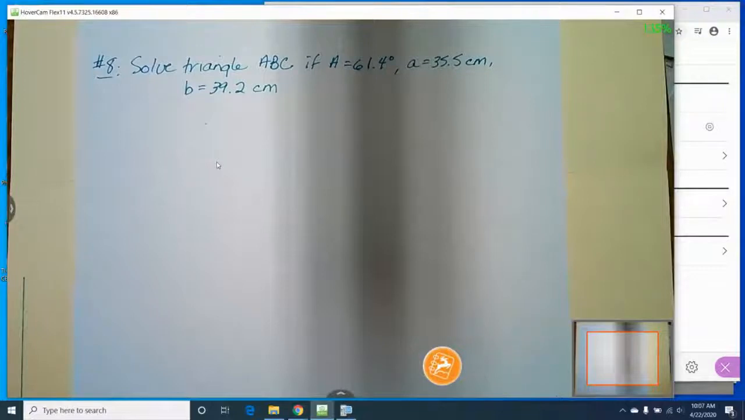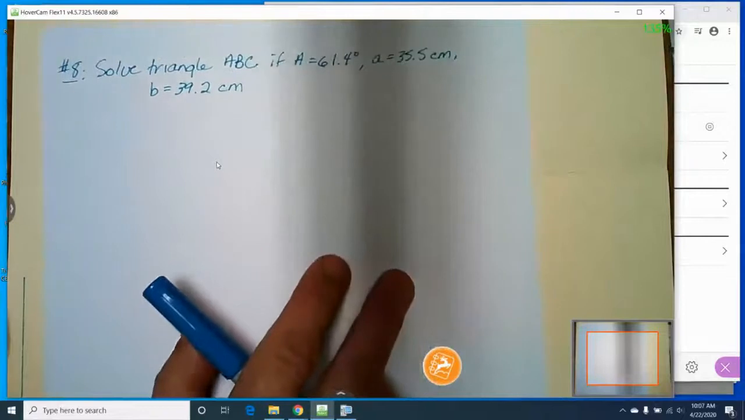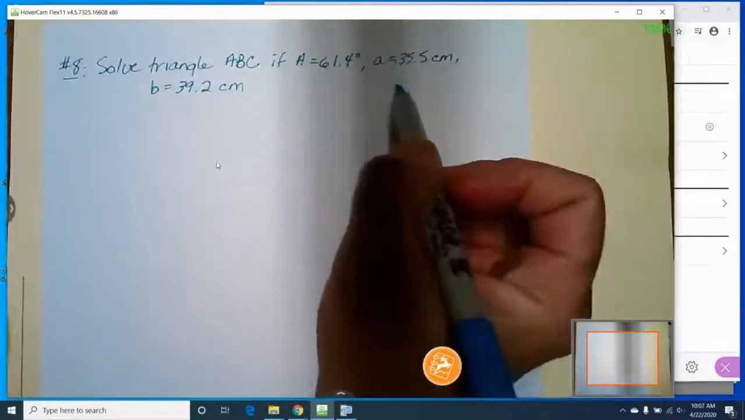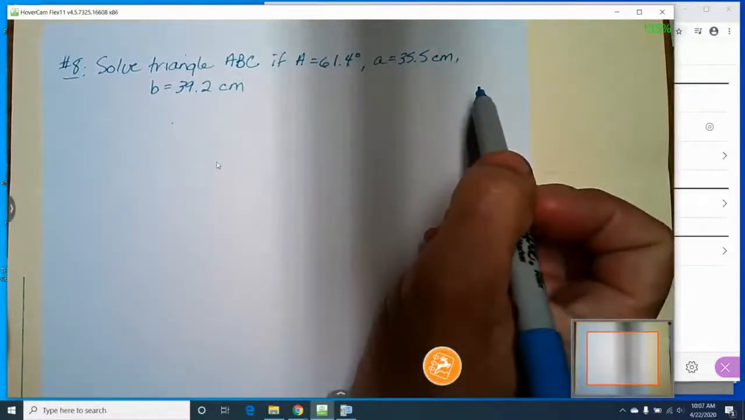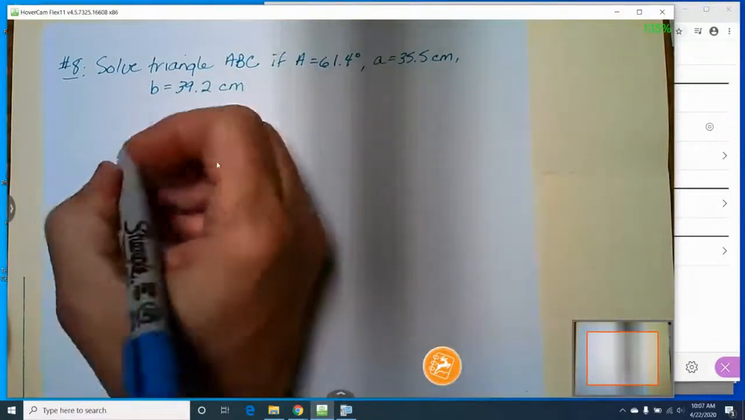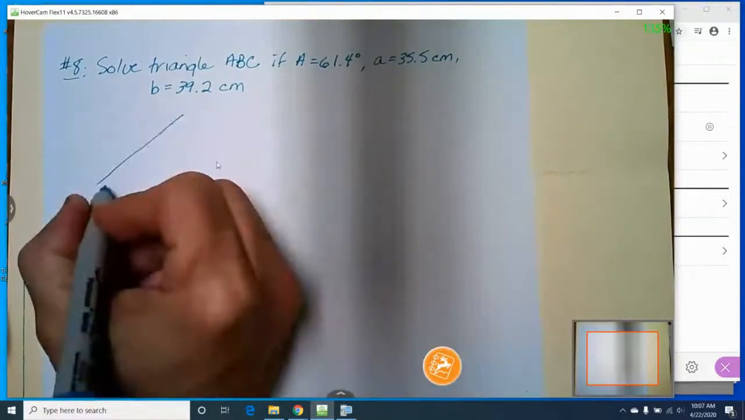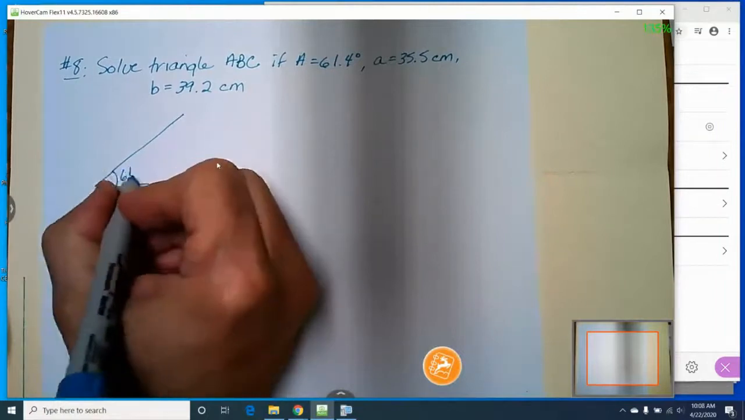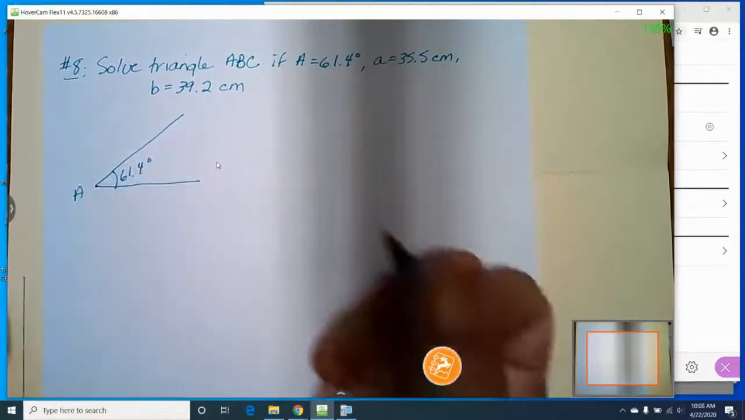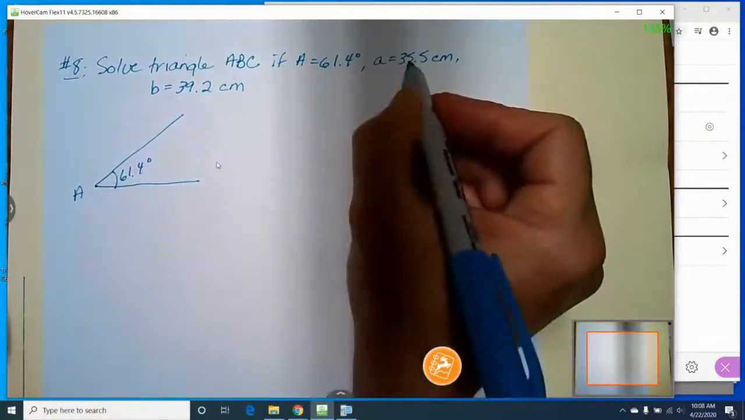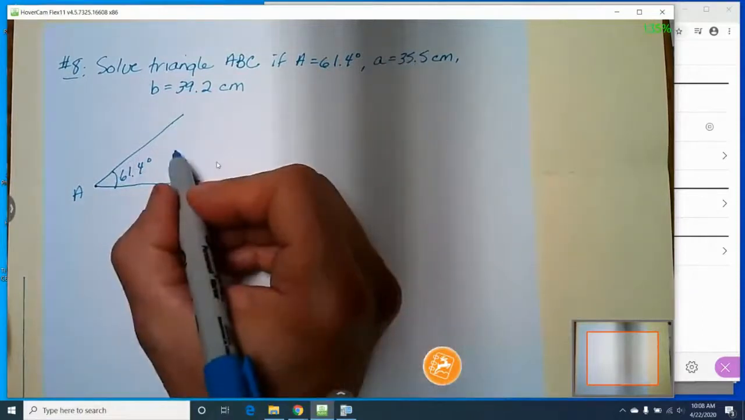This is number 8 from the week 13 problems. So we're trying to solve this triangle, and solving the triangle means we're finding all the sides and all the angles. So if I've got angle A down here that I know is 61.4 degrees, then that means side A is going to be across from that angle.